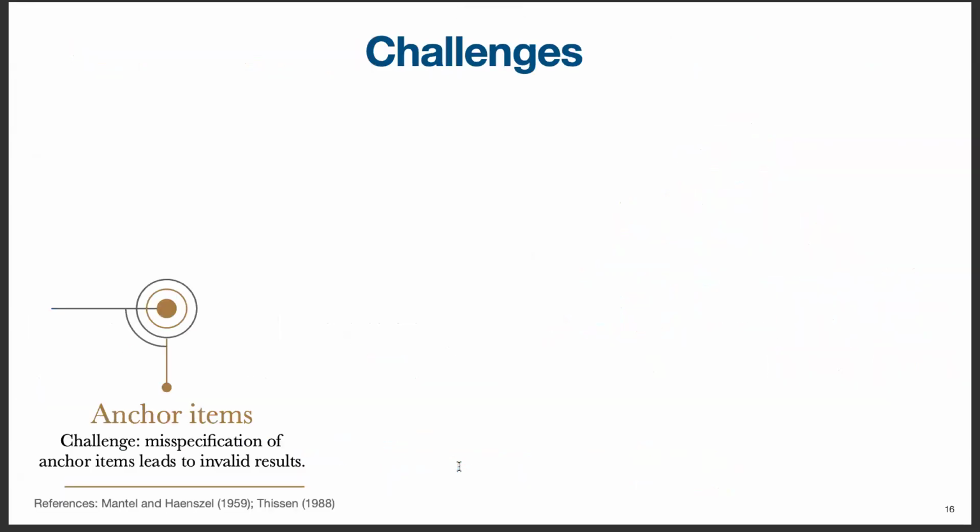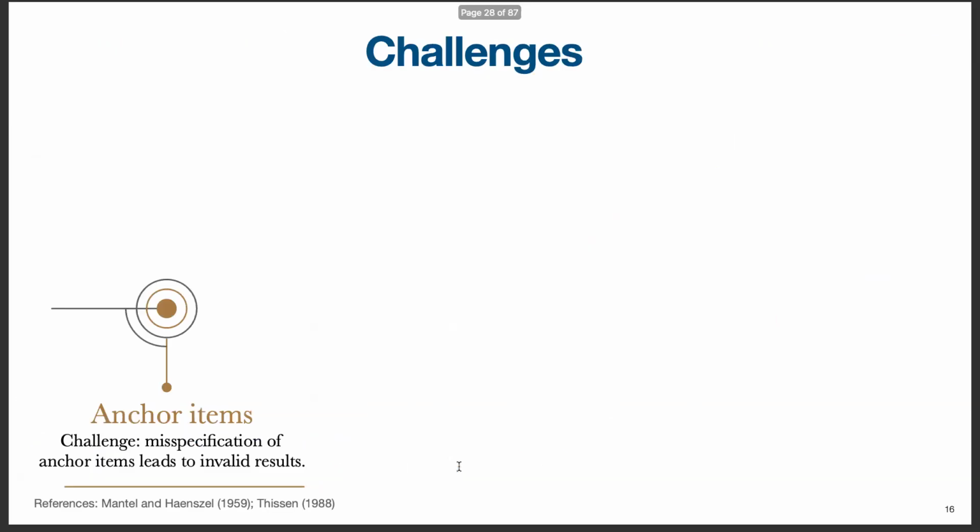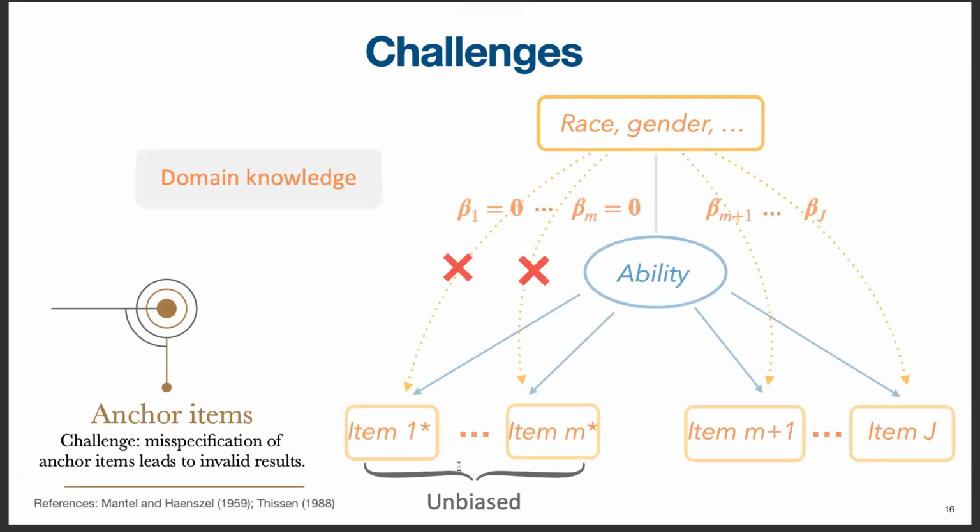Next we talk about the challenges of this problem. This model is not a new model. It has been used in the psychometrics field. The first challenge is that the ability is latent, while the covariates, shown here as X, are correlated with it. Therefore this makes beta have some identifiability issues.